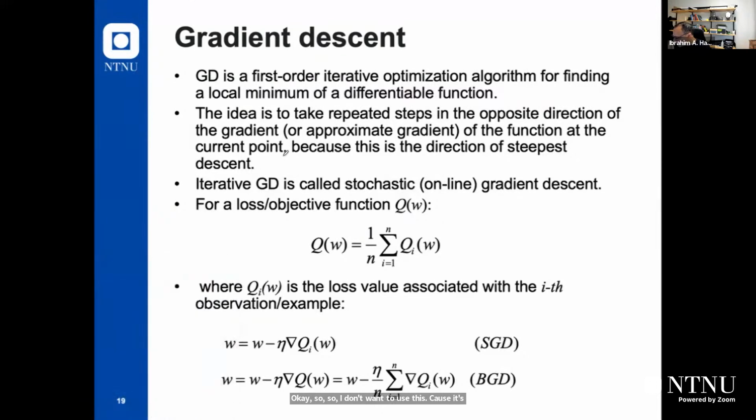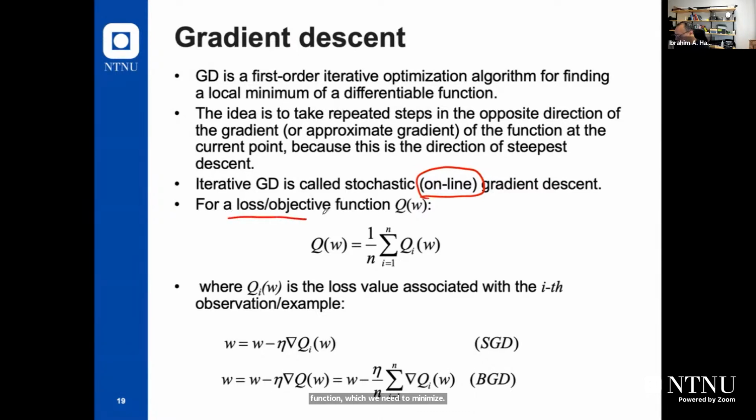Yes, so we have something called stochastic gradient descent, and they call it online learning, because we train the model example by example. And if you want to use gradient descent, we first need to define an objective function or a loss function, which we need to minimize. So it is very important to define a loss function.